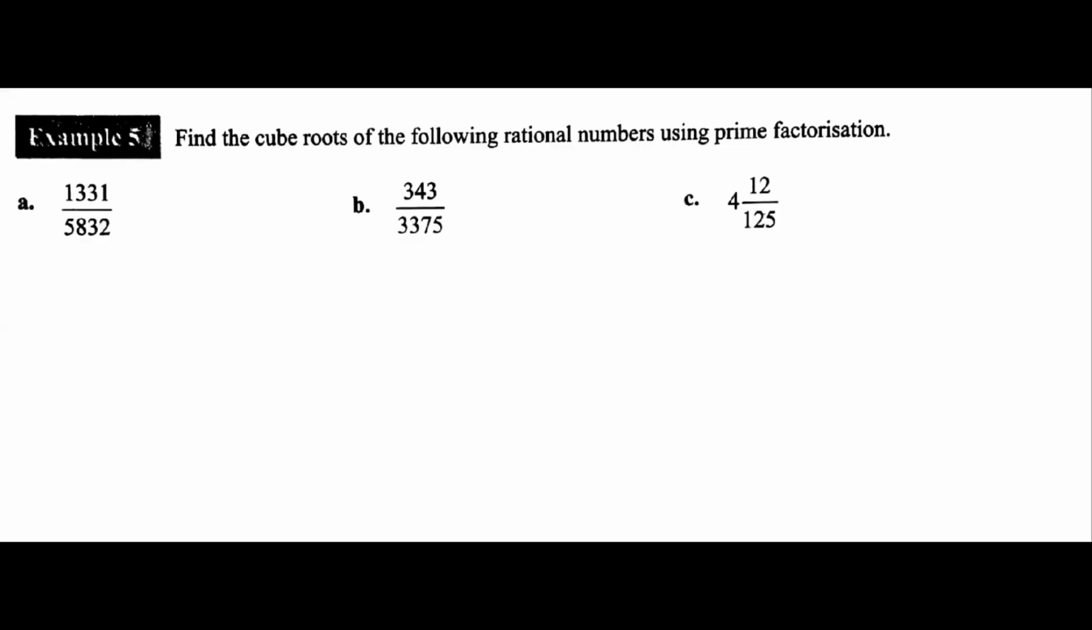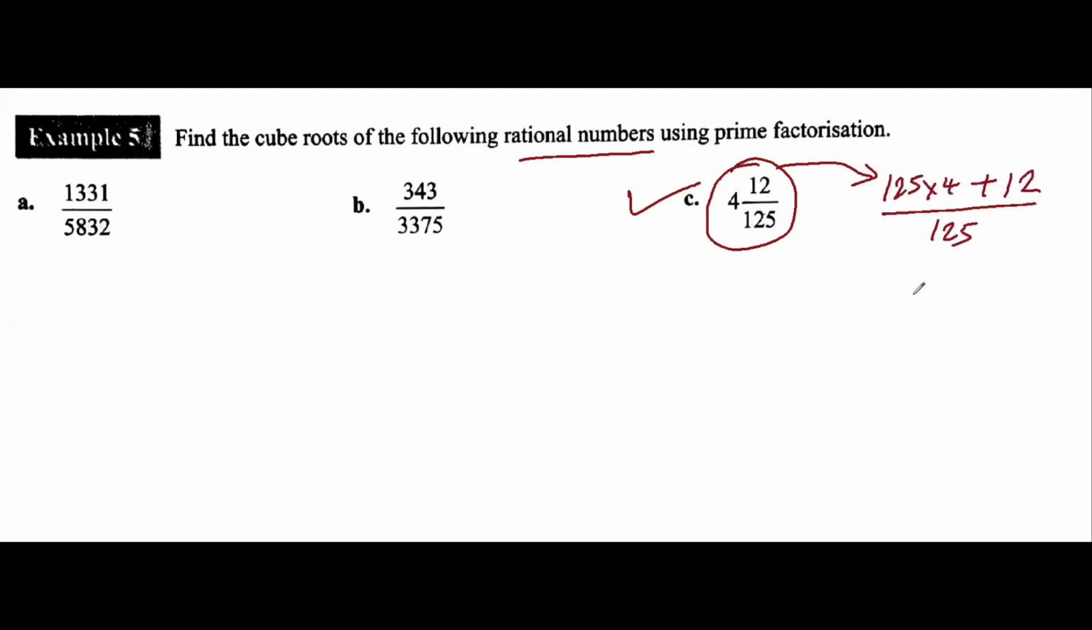So let's understand how to find the cube root of rational numbers using the prime factorization method. Let me solve C1. A and B are similar to C. So the first job is to convert this mixed fraction into an improper fraction. That will be 125 into 4 plus 12 upon 125, which is 500 plus 12, that is 512 upon 125.